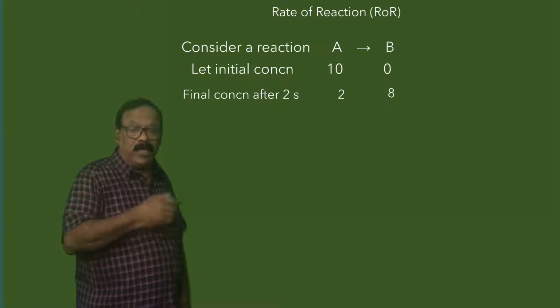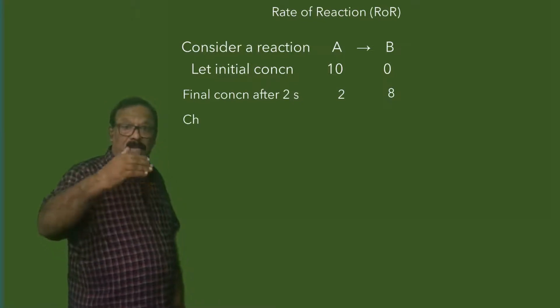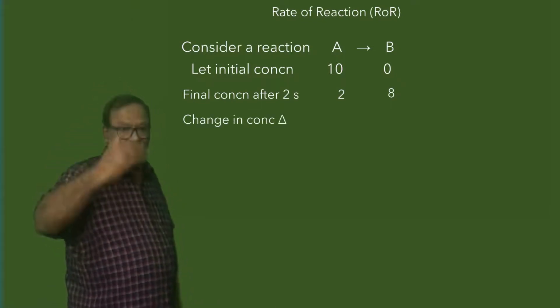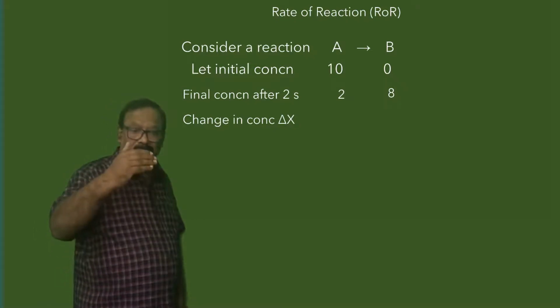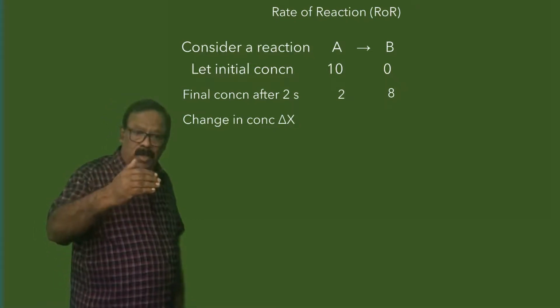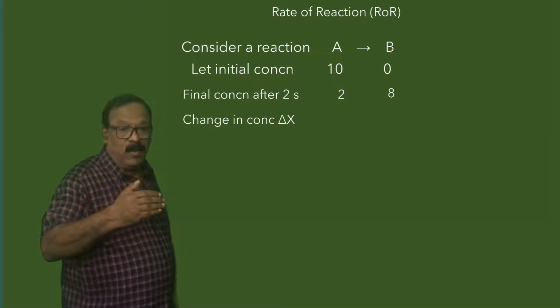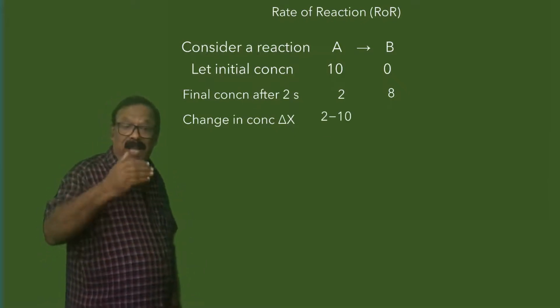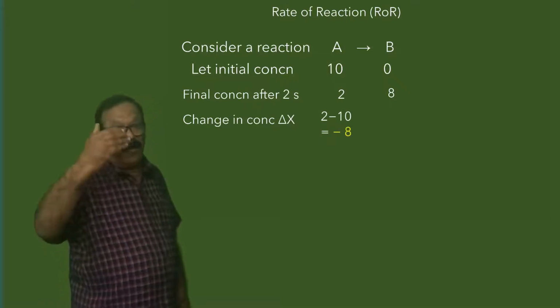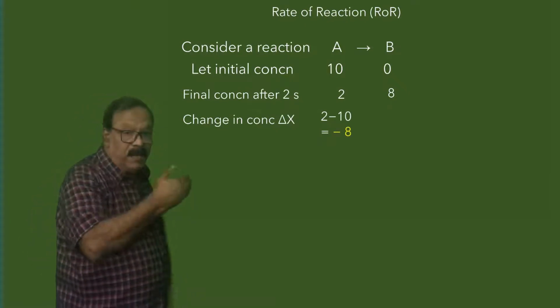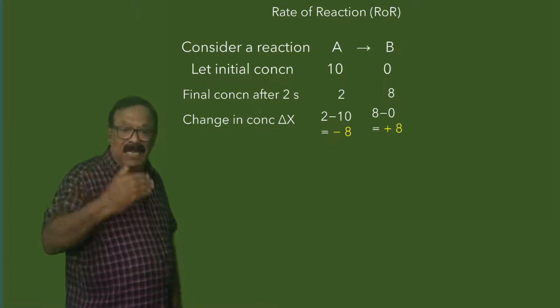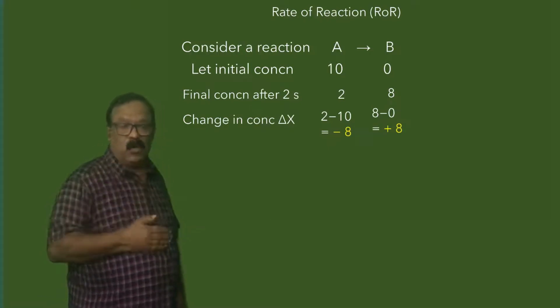Then you find the change in concentration. Change means final minus initial. So the final concentration of A is 2. The initial concentration is 10. So the change in concentration will be 2 minus 10, that is equal to minus 8. And for B it will be 8 minus 0, that is plus 8. So this is the change in concentration.